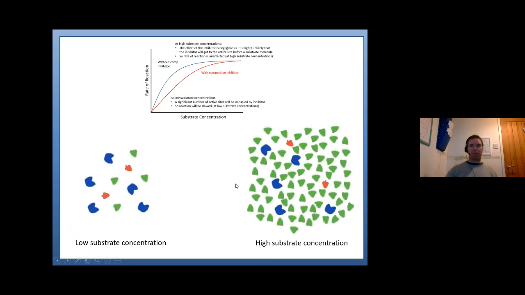It's a tricky concept. It's commonly asked. The key thing here is that the effect of a competitive inhibitor can be overcome by increasing the substrate concentration significantly.